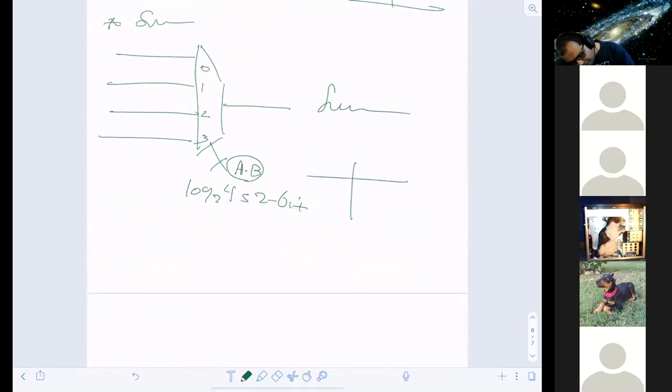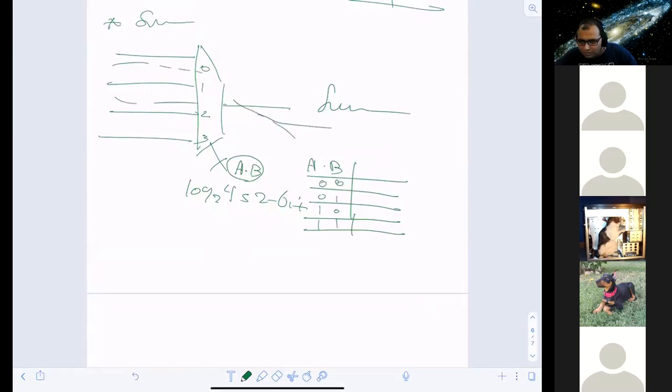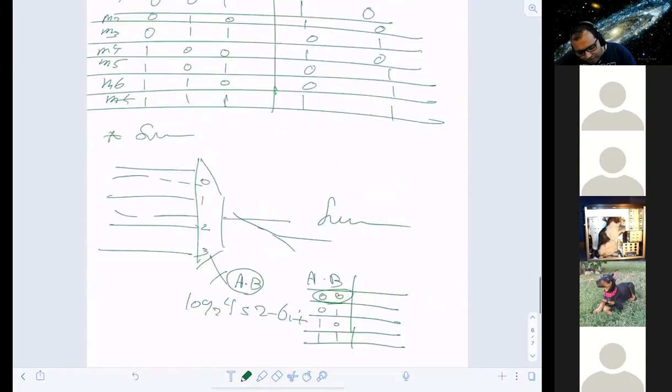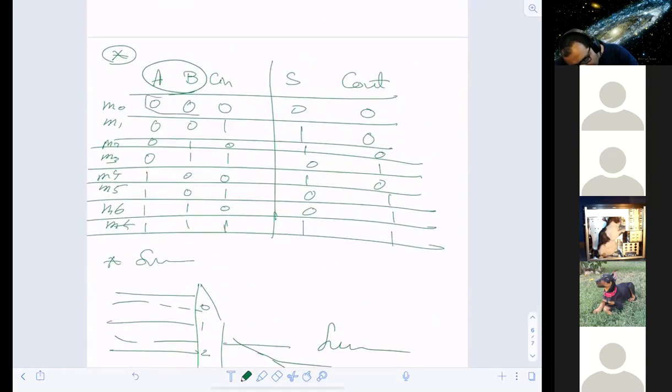So let's make a small table like this. A, B: 1, 2, 3, 4. 0, 1, 0, 1, 0, 0, 1, 1, right? And I need to see this wire when it's 0, when I will see 1, 2, and 3. Let's see. 0, 0, right? So I have 0, 0 here, and I have 0, 0 here, right? Do you guys agree?